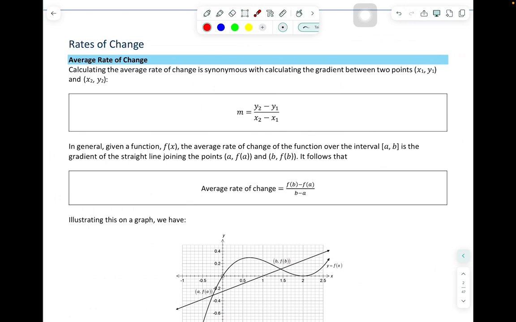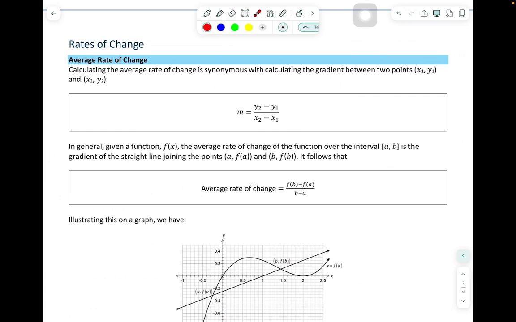So the average rate of change is essentially the exact same as finding the gradient between 2 points, which we all know is y2 minus y1 over x2 minus x1. However, we do want to evolve this definition from essentially what we learnt in year 8 or year 9.